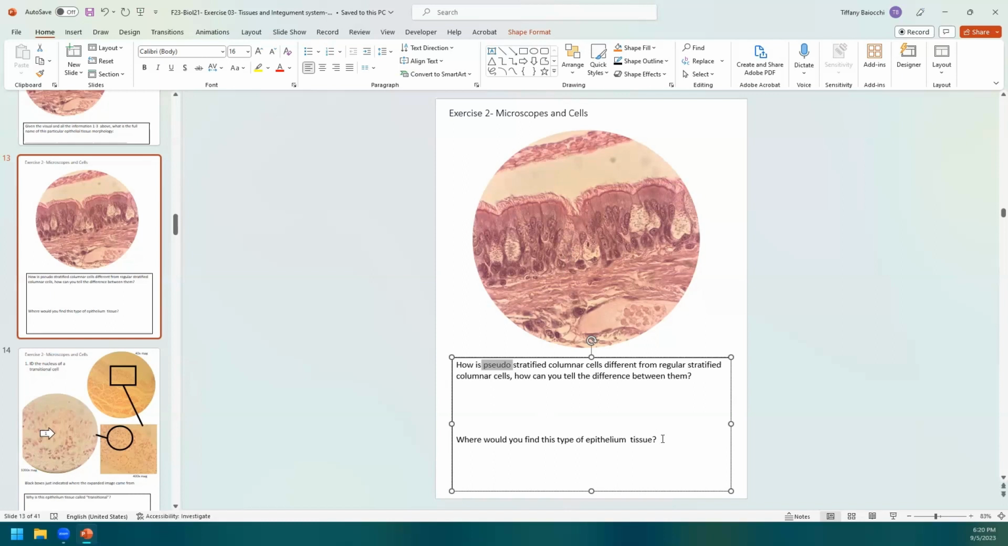Where would you find this type of epithelium? As I mentioned, in the trachea, you have mucus, and you can see the goblet cells here, these lighter cells. Those are goblet cells secreting mucin to make mucus. Then the cilia on those pseudostratified ciliated columnar cells are sweeping that mucus and all the stuff it traps up and out of your trachea, and you swallow that. So along the trachea and your bronchioles would be a really good example of where you would find this one.